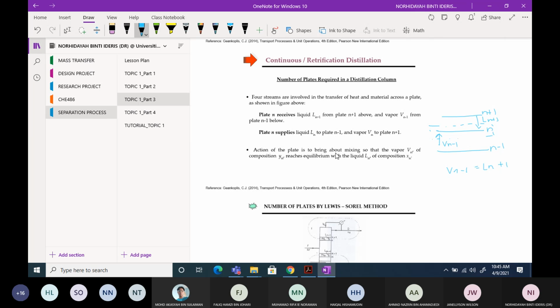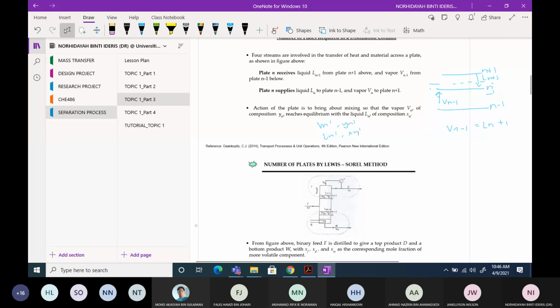Okay, the action of the plate is to bring about mixing, so that the vapor Vn will mix with the liquid and reach equilibrium. So in the Lewis-Sorel method, when the vapor and liquid mix and reach equilibrium, you will have this prime here: Vn prime, yn prime, Ln prime and xn prime. So when you see this kind of prime, you know that the system is in equilibrium.